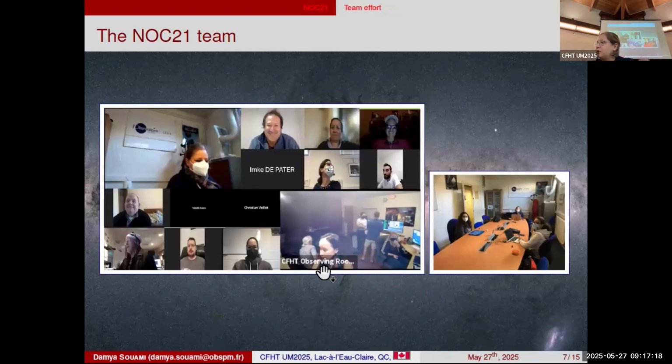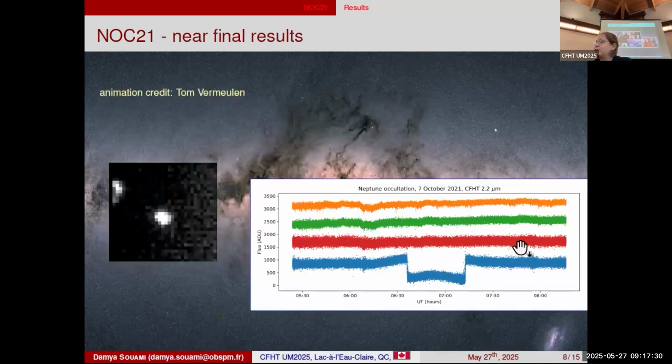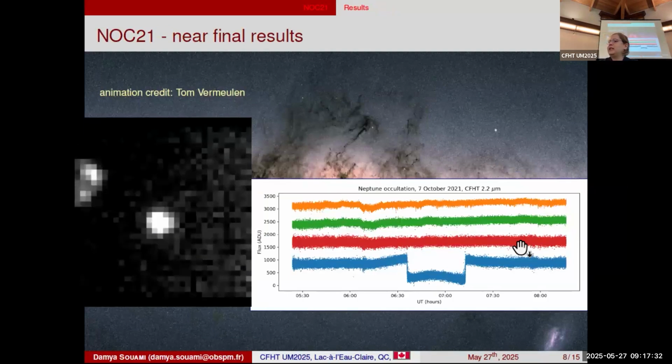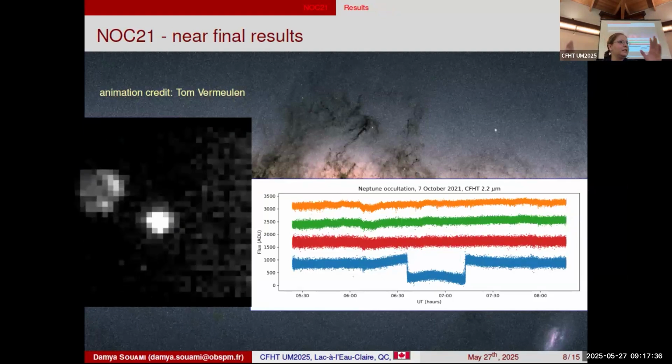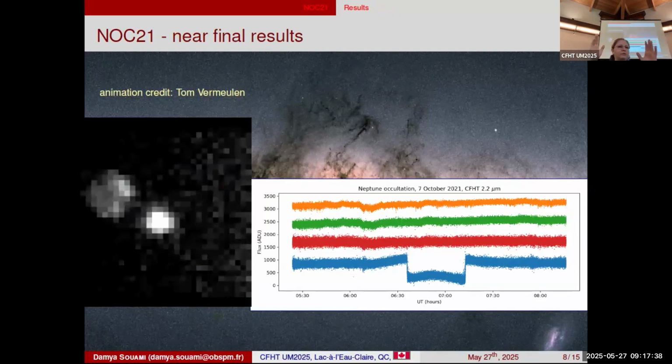So this is the big campaign night. This is the CFHT observing room. You can recognize some people. There is Laurie and some other people here might recognize themselves. And we were in Meudon observing from the meeting room. And this is an animation made by Tom Vermeulen from CFHT. Basically, the event itself is about an hour and a half.